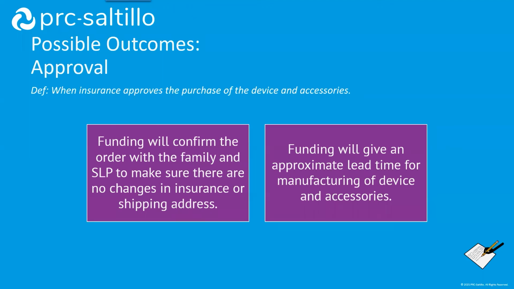Funding will confirm that, yes, we've got the approval. We need to make sure that insurance hasn't changed since we submitted, and that shipping hasn't changed since we submitted. And once we get that at PRC Saltillo, we don't just have a bunch of devices on a shelf. We manufacture them as they are ordered. So we'll get a lead time given of how long it's going to take to manufacture the device and the accessories, with shipping and all of that, part shortages across the country and the world. Some of these lead times are getting longer, but they'll give you that information when they let you know about the approval.